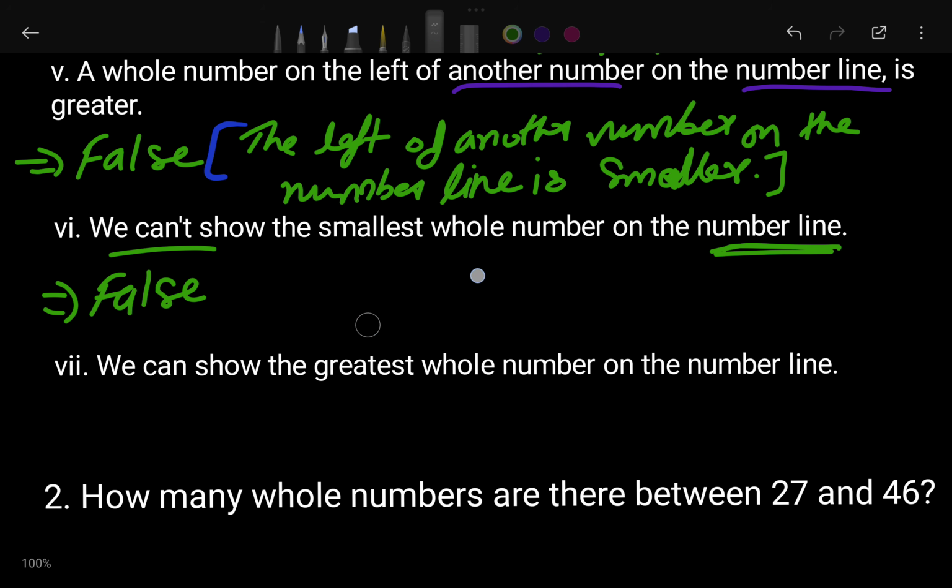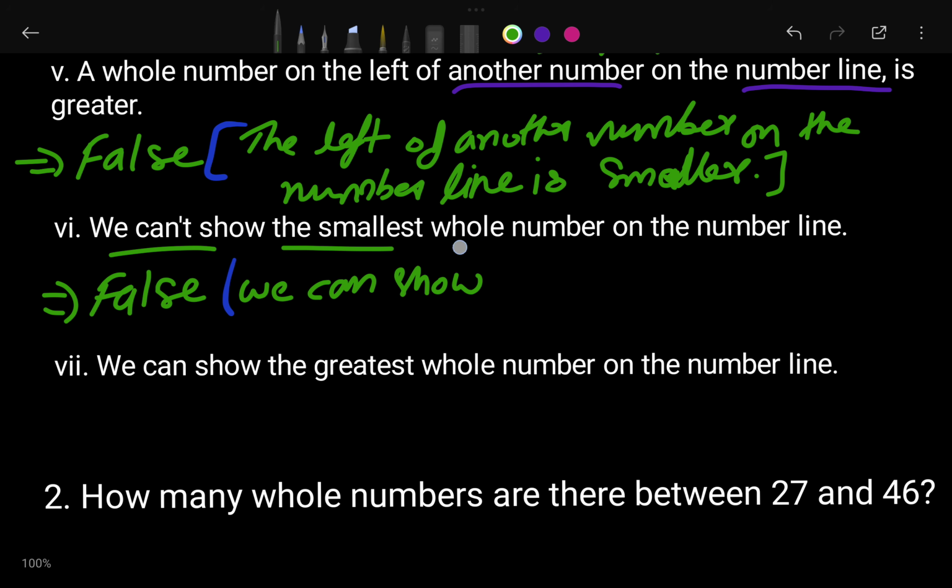Okay, now it is this. And now what we have to write here for that purpose. Now we will write the fifth one here. This is the sixth one, right? We can show the smallest whole number on the number line. So we can write here, we can show the smallest whole number on the number line. We can write this one here.